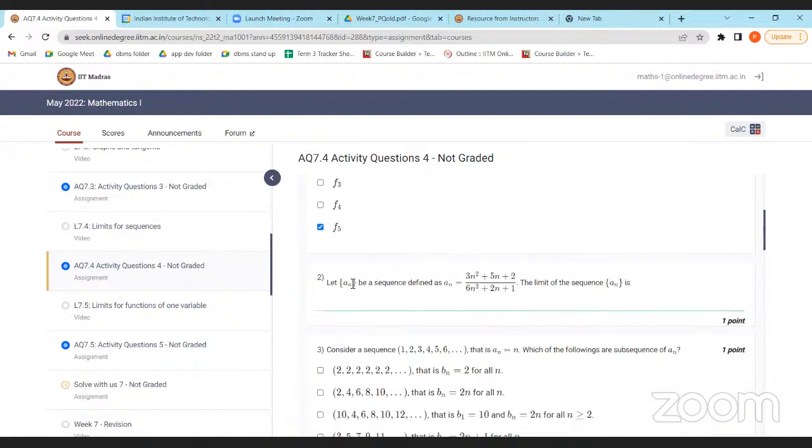Now, how to calculate this? Whenever I have to find the limit of a particular sequence, just take n tends to infinity. And whenever we are doing that limit, we need to consider 1 upon x, that condition. So if I want to make this expression in the form of 1 by n, how can we do that? Divide by n square. So what will I get if I divide by n square here? 3 plus 5 by n plus 2 by n square. Similarly, 6 plus 2 by n plus 1 by n square, right?